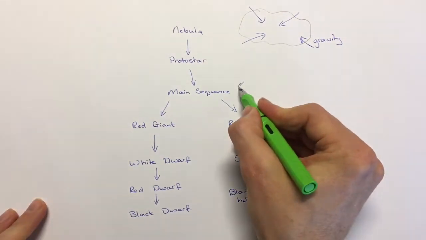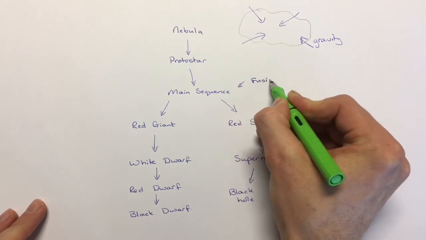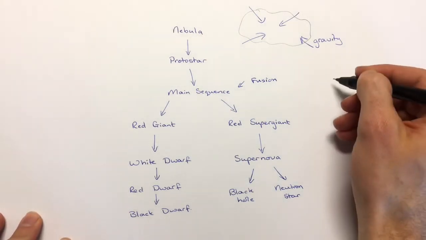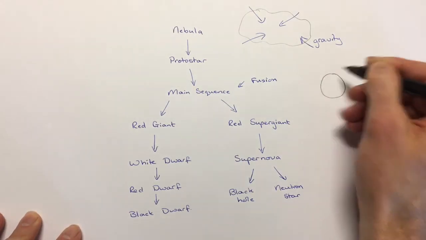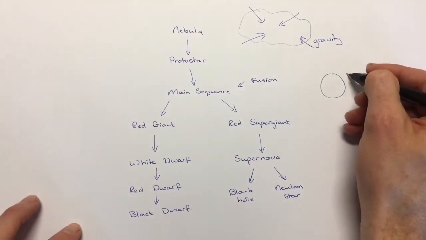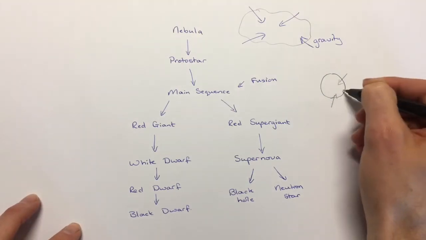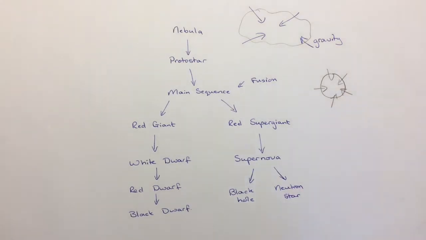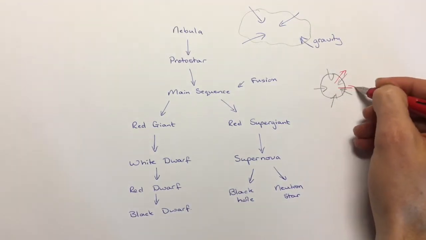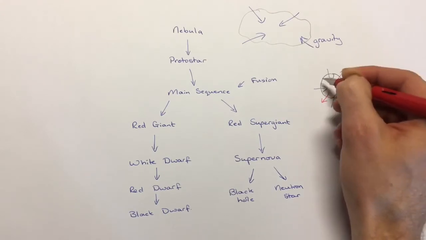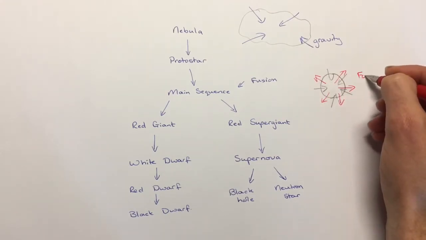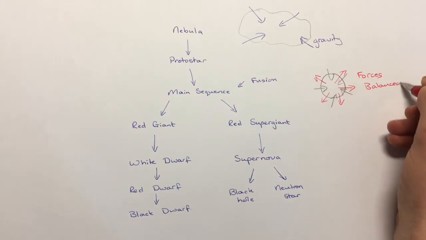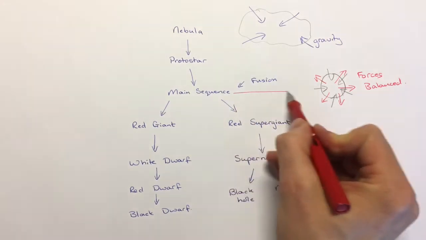So in a main sequence, we get fusion. And stars that are doing fusion release large amounts of energy outwards. So if we were to draw a diagram, for example, of a star, we would see gravity pulling inwards. I'm not doing a very good job of my arrows this evening. And at the same time, we'd have outwards a balancing force. So the forces in a main sequence are balanced. And that's in a main sequence here.